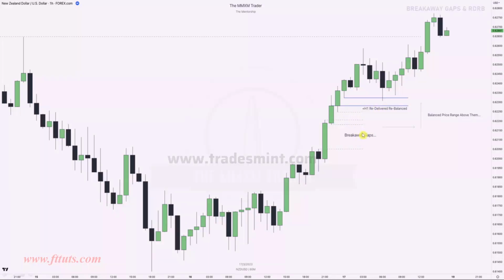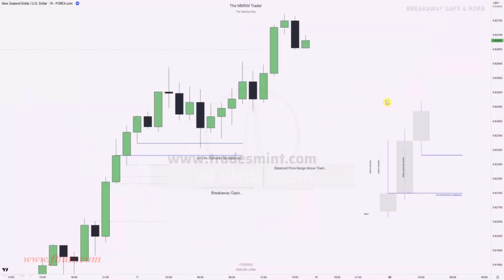Why is it a breakaway gap? Again, it's a balanced price range right over here. So price has no business going down here anymore. Let's use this little depiction over here so we can see it more clearly. I keep repeating this, but this is very important. We need to see an up move, then a down move, and the next candle needs to go up again. Up, down, and up. So we see that happening over here as outlined earlier, making it a balanced price range.